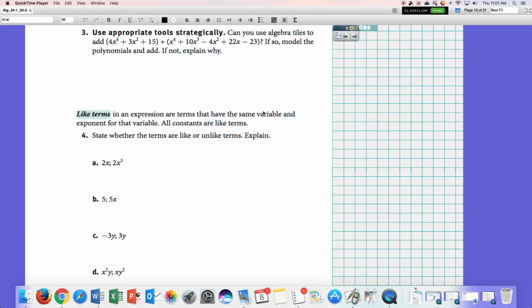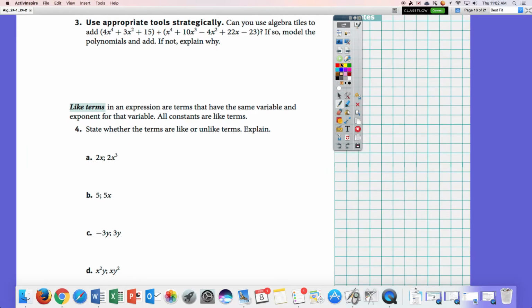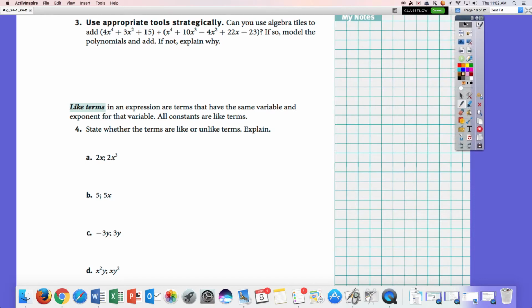After the sub has checked your work, again, we're going to go to the next page. This is page 361. And question 3 asks, can you use algebra tiles to add 4x to the 4th power plus 3x squared plus 15 plus x to the 4th power plus 10x cubed minus 4x squared plus 22x minus 23? If so, model the polynomials and add. If not, explain why.